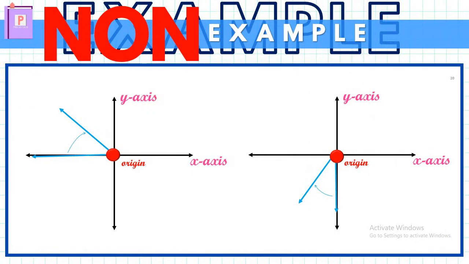Now, what are non-examples of an angle in standard position? This one, because if you notice, the initial side is here on the negative x-axis instead.